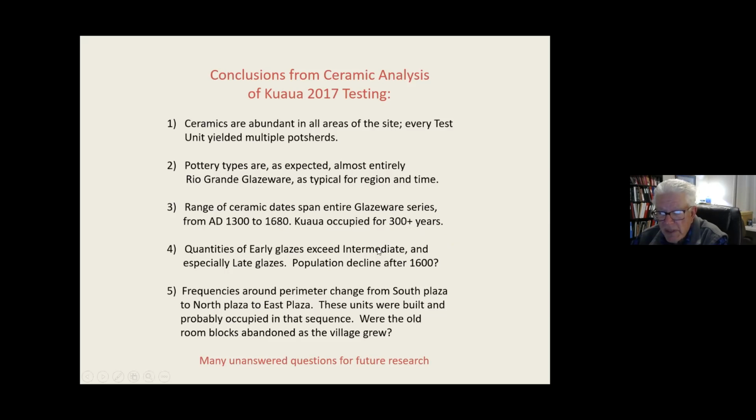The quantities of the early glazes are more than the intermediate and late glazes. Does that mean that there was a population decline later on? Possibly. I think we need more evidence of this, and we don't have any collections from the east part, the northeast part of the site, which has never been excavated. So I don't think we have the complete story, but there is a suggestion of population decline, particularly during the period of 1600 to 1680, when there was close proximity to a continuous Spanish occupation of the area, where estancias and haciendas were constructed in the area close by, we know that, and the population of the pueblos was severely affected by that.